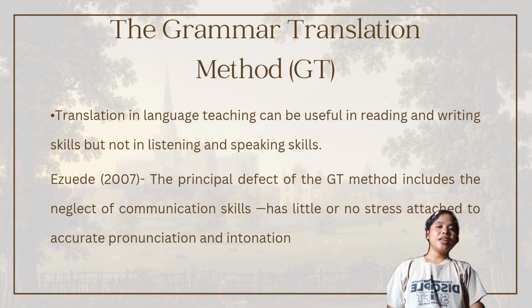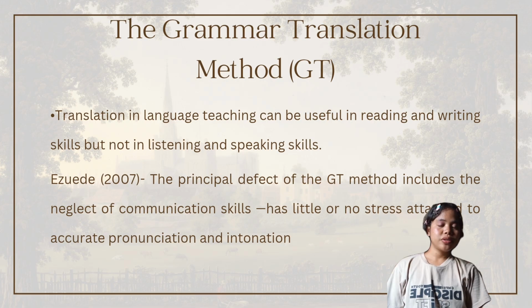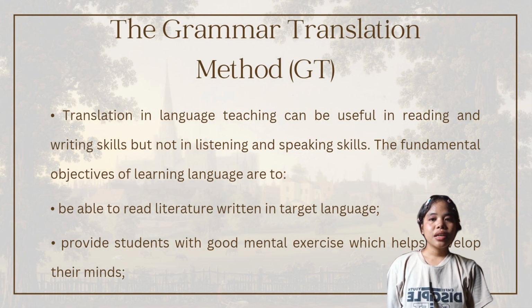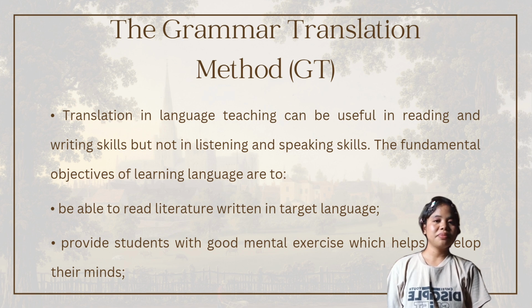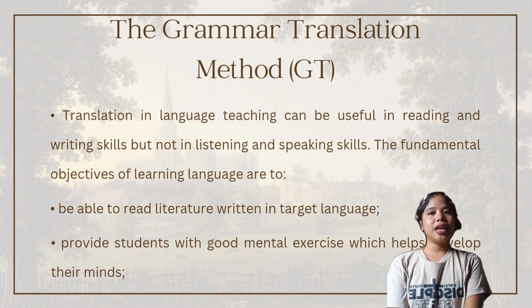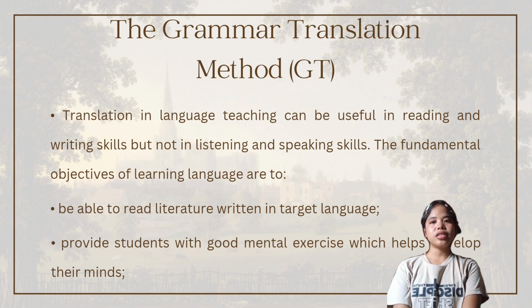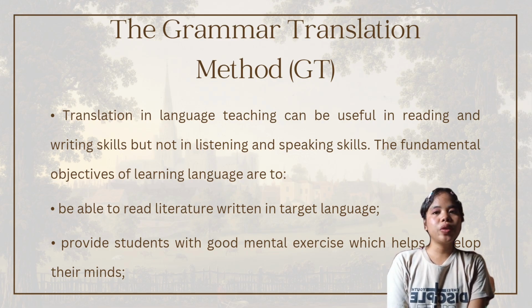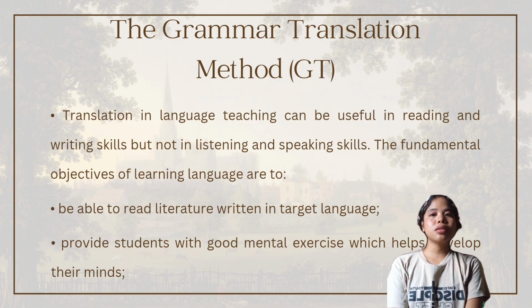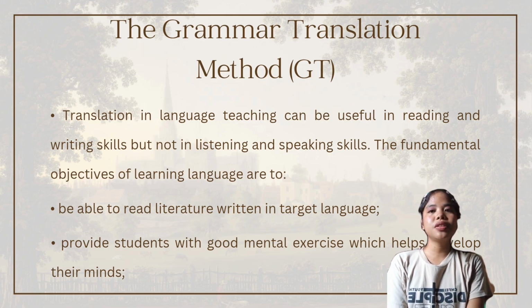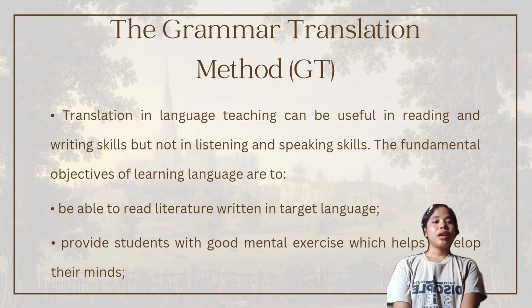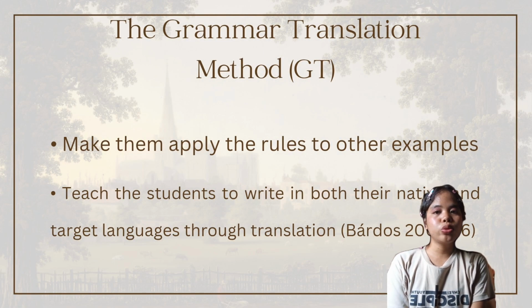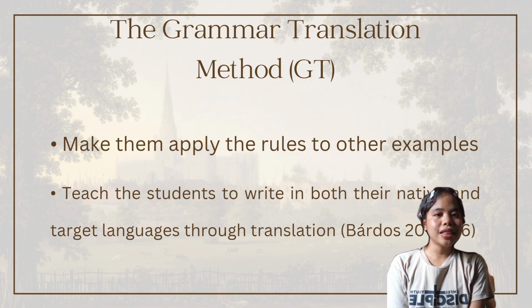Now, in reading and writing, of course, grammar translation is very effective, whereas in skills like listening and speaking it is not. The objectives of learning a language according to the grammar translation method are to be able to read literature written in the target language. And of course, it provides students with good mental exercises, which help develop their minds. Another is to make them apply the rules to other examples, and to teach the students to write in both their native and target languages through translation.